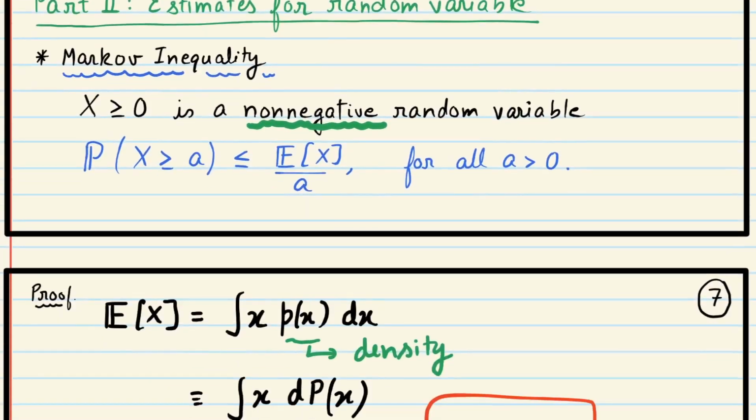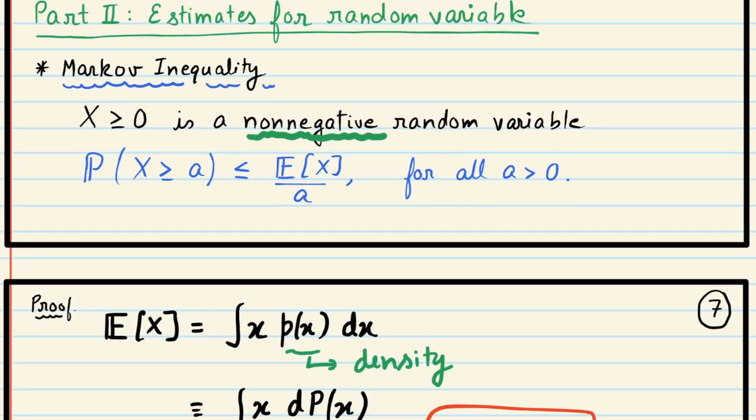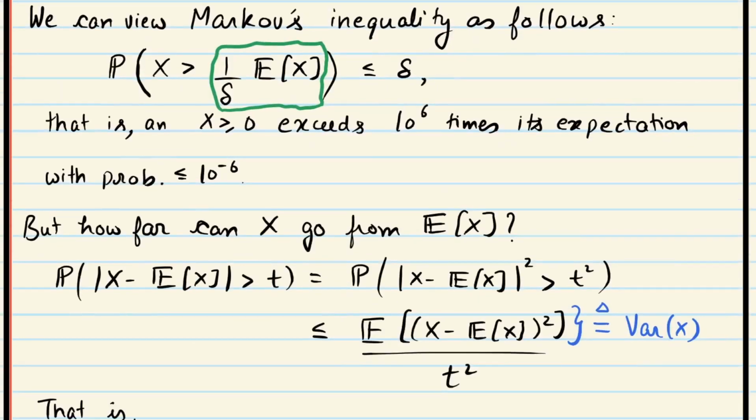What you should now remember completely is this Markov's inequality. I'll use this again and again in this course. It just says that a non-negative random variable exceeds any quantity a with probability at most expected value of x by a. Alternatively, any non-negative random variable exceeds 1 by delta times its expected value with probability at most delta. So it exceeds 1 million times its expected value with probability at most 10 to the power minus 6. So this allows us to at least be convinced about the heuristic that expected value is an estimate for the value of the random variable. In the following sense, it says that with large probability, a non-negative random variable will not exceed its expected value by much.